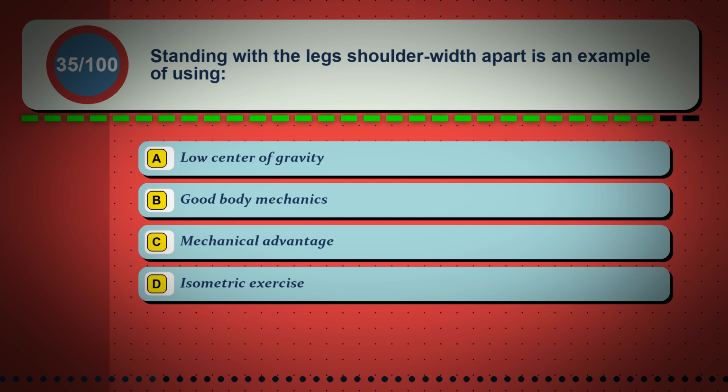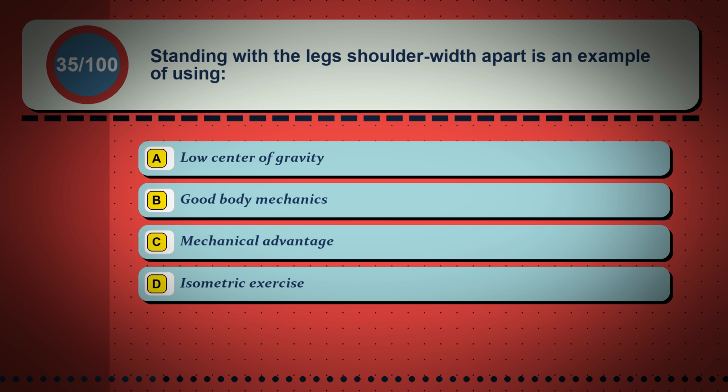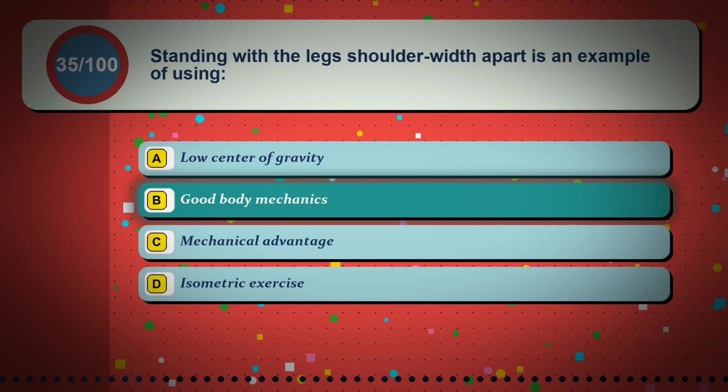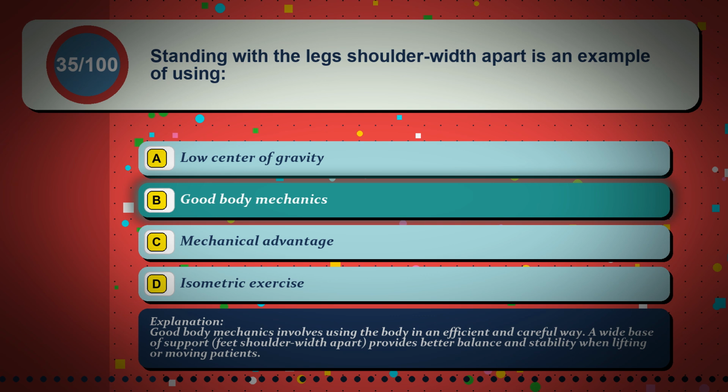It must always be within their immediate reach so they can summon help without having to get up or struggle. Question 35. Standing with the legs shoulder-width apart is an example of using option A, low center of gravity. Option B, good body mechanics. Option C, mechanical advantage. Option D, isometric exercise. The correct answer is option B, good body mechanics. Good body mechanics involves using the body in an efficient and careful way. A wide base of support, feet shoulder-width apart, provides better balance and stability when lifting or moving patients.